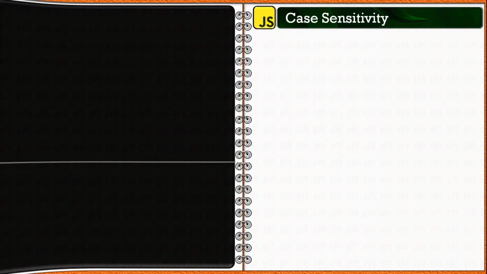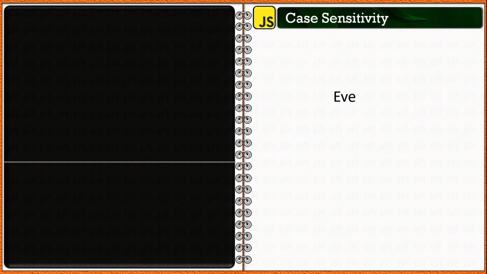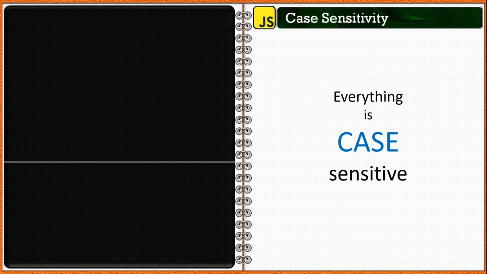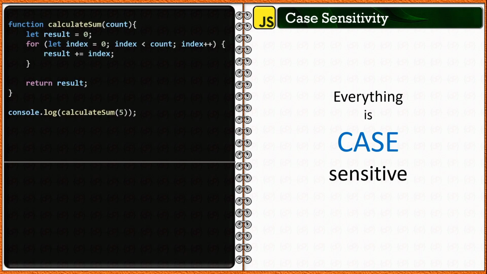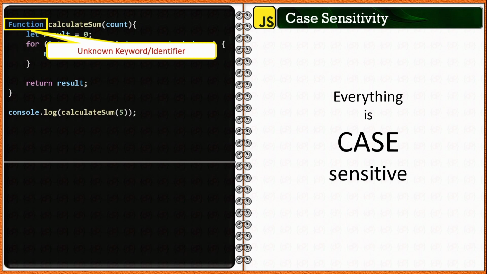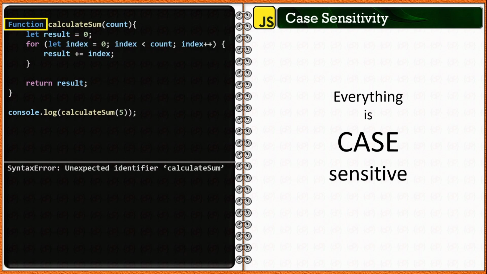Case sensitivity. In JavaScript, everything is case sensitive. It means that if you change uppercase to lowercase or vice versa, it will change the meaning of the entire program and it will produce undesirable results. For example, if you change lowercase f to uppercase F in the keyword function, some code editors will instantly show an error message like this, and if you run the program, it will return a syntax error. So be careful about the case of letters in your program.